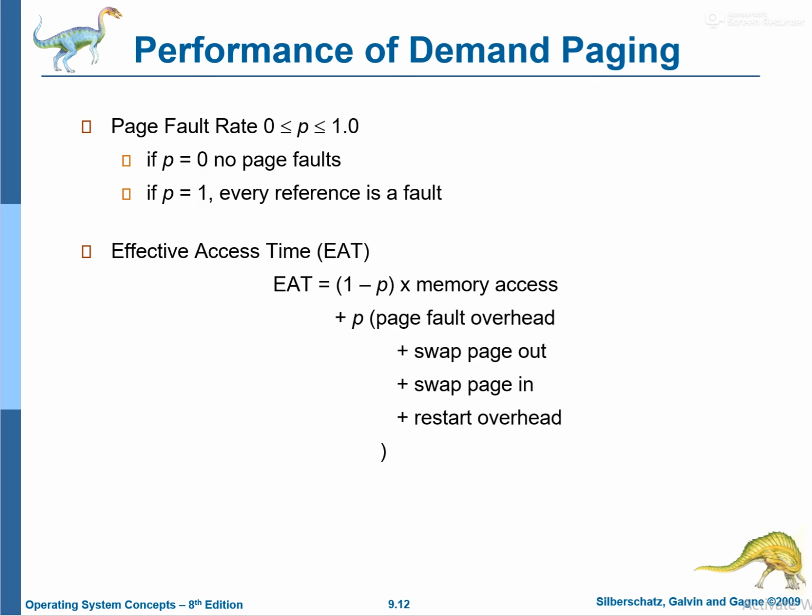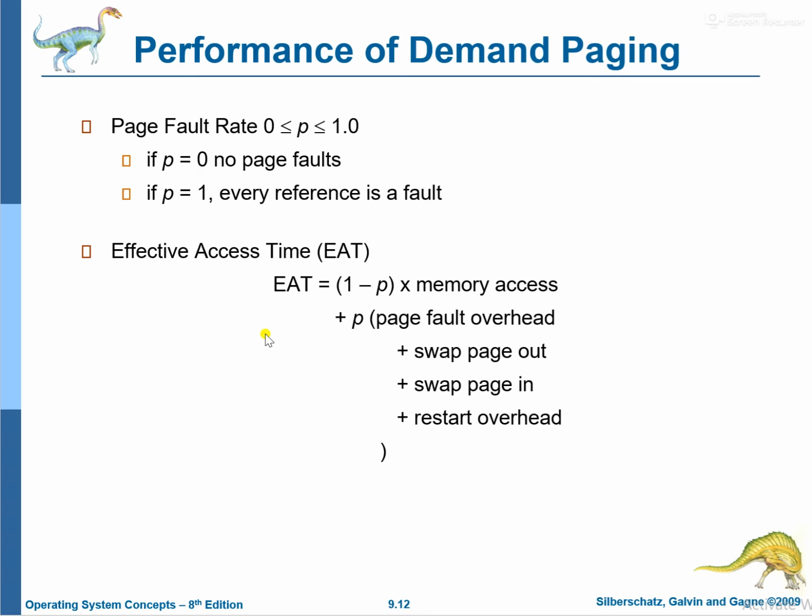Like in the case of TLB, when we add a TLB in paging to increase efficiency, the same applies when we look at the effective access time or performance of demand paging. The probability of page fault lies between 0 and 1. If P equals 0, page fault never occurs, and whenever the CPU needs a frame it is already present in the main memory. And if P equals 1, every reference is a fault.